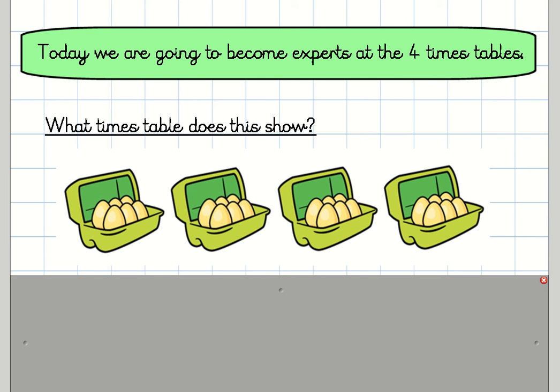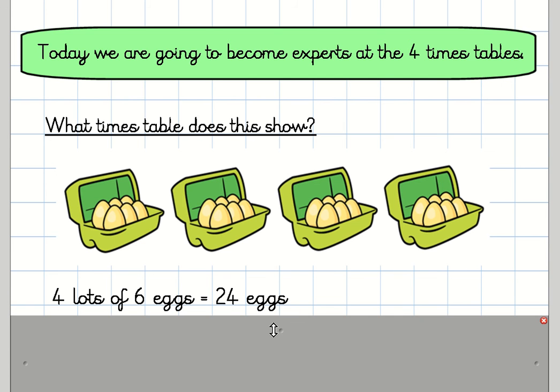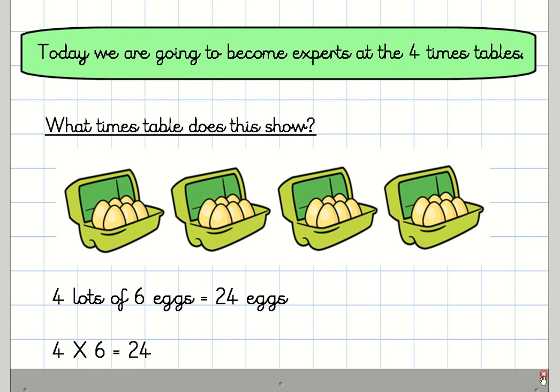Let's have a go at another. How many punnets of eggs are there and how many eggs are in each? We've got 4 lots of 6 eggs, which is 24 eggs in total. Now think, what would the multiplication look like? 4 times 6 equals 24.